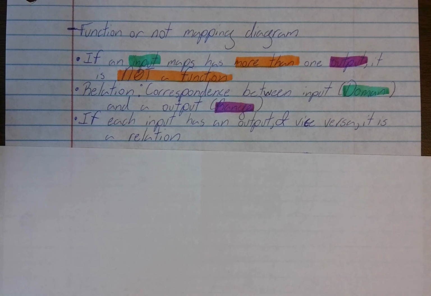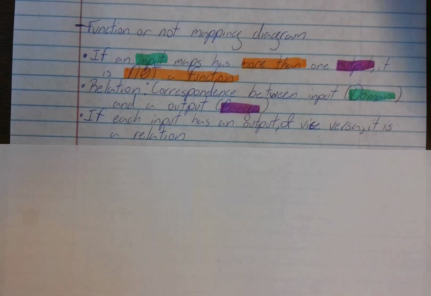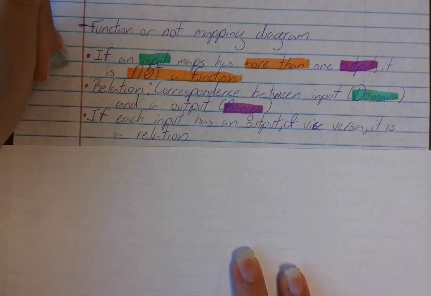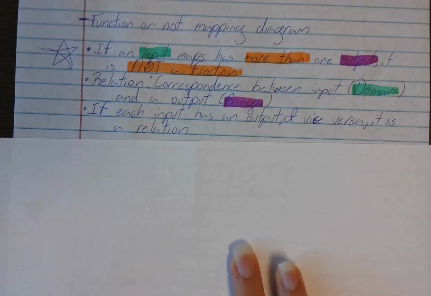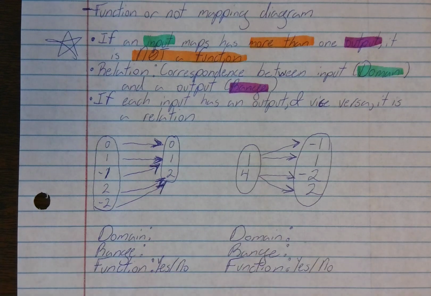Relation: the correspondence between an input, domain, and an output, range. If each input has an output and vice versa, it is a relation. Seems pretty easy enough. We need to make sure we pay attention to this. This seems super important. I'm just going to star it on my side so I don't forget. So I'm going to scroll my paper up a little bit so we can see our first two problems.